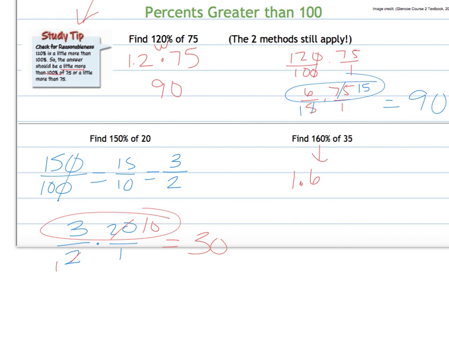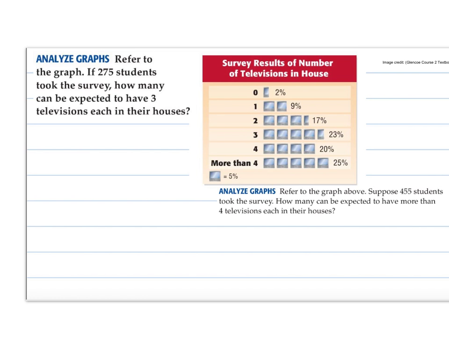160% is the same as 1 6/10, 1.6, times 35. So our answer should be a little bit more than 35. It's really 100% of 35 and 60% more. There we go. Last one, a little word problem, real life for you.